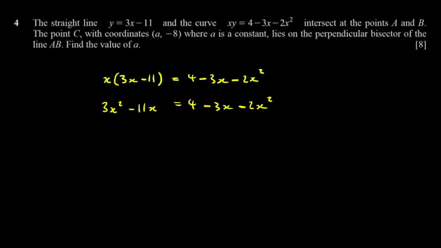So if we bring everything through to the left-hand side, I add 2x² to both sides, so I get 5x² on the left. I add 3x to both sides, so I'm going to get -8x on the left, and I'll subtract 4 from both sides, so I get -4 on the left, equal to 0. So there's a quadratic there.